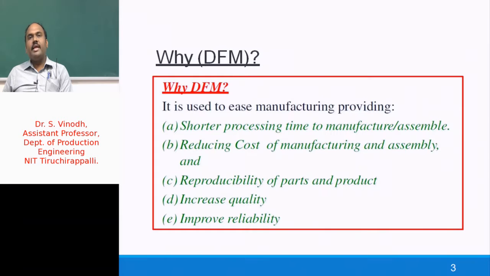So, why is DFM needed? DFM facilitates manufacturing through certain means. First, for ensuring shortest processing time for both manufacturing and assembly, reducing the cost associated with manufacturing and assembly, ensuring the reproducibility of parts and product, then quality improvement as well as reliability improvement.